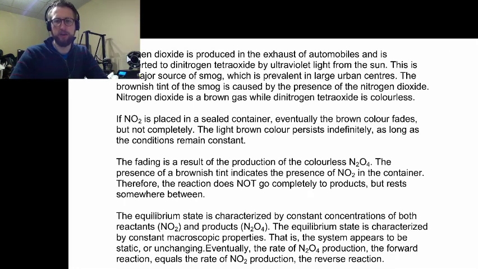So this is a sealed container of nitrogen tetraoxide, and they apply different amounts of temperature, which shifts the equilibrium between the two gases. Both gases are present at any given time, but if you don't have enough of the brown gas, the nitrogen dioxide, then it does not appear brown. And so we can manipulate that equilibrium and make it go back and forth all day long.